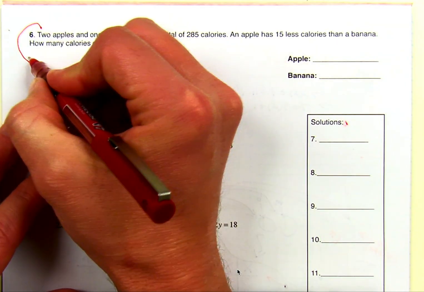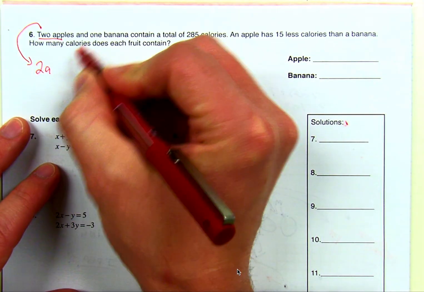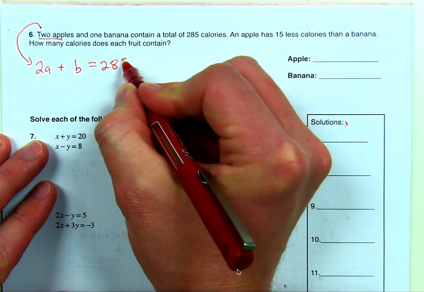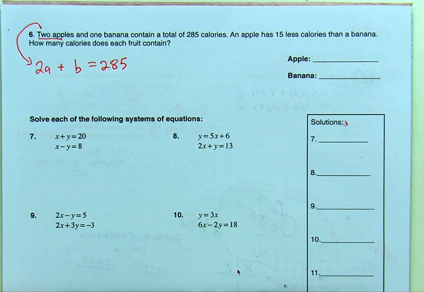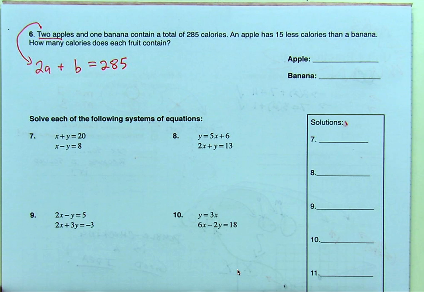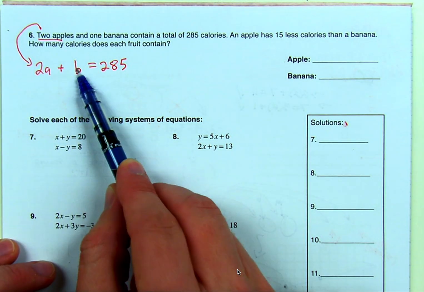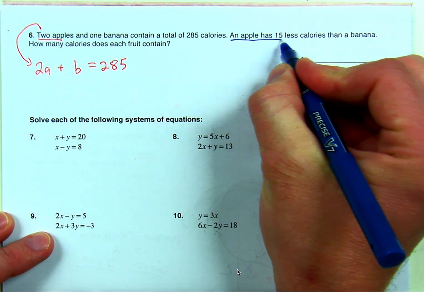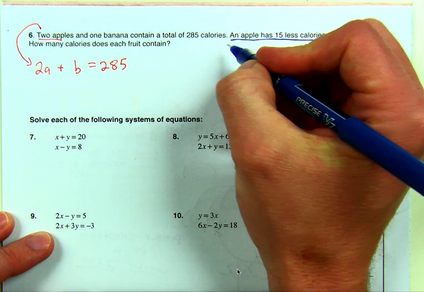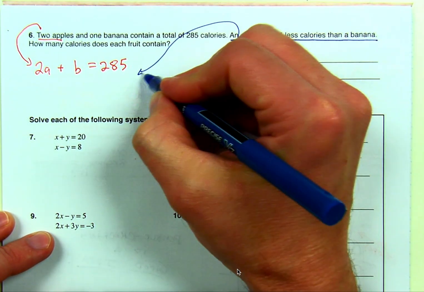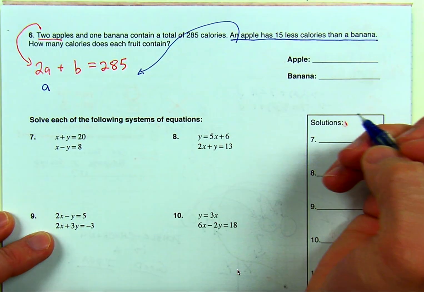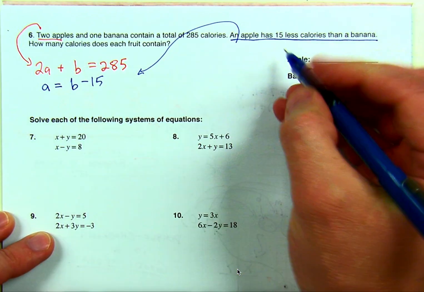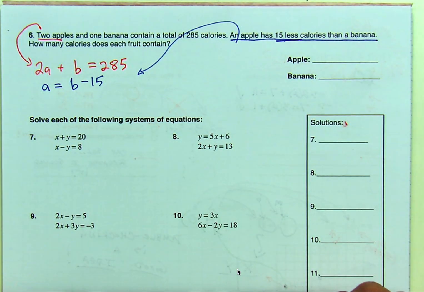2 apples and 1 banana contain 285 calories. Okay. I don't think I need to explain that too much. Hopefully that makes sense, right? 2 apples and 1 banana contain a total of 285 calories. An apple has 15 less calories than a banana. Okay, so that's going to look like this. An apple has the same amount as a banana, but 15 less, right? 15 less. There we go. That's my system of equations.